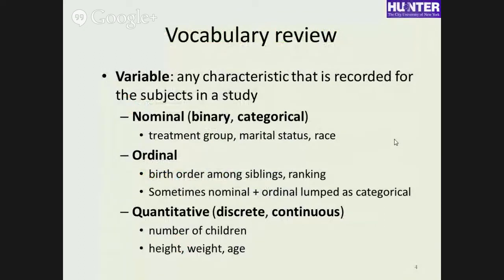All right, so quantitative variables might be discrete, like number of children, or continuous, like height, weight, and age. But the important thing about these is that we can do math on them. We can add, we can subtract, we can multiply. Differences between values actually make sense, which they don't for nominal or ordinal variables.